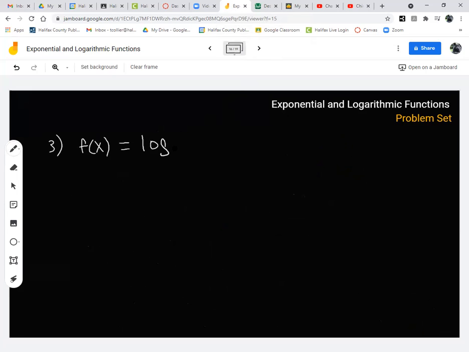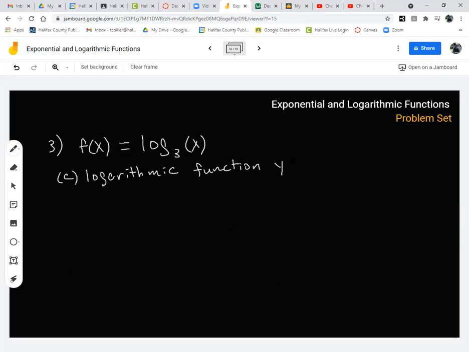f of x is equal to log base 3 of x. Okay, so to start off with, this is a logarithmic function. It's very plain, so how could you not tell? It's a logarithmic function.